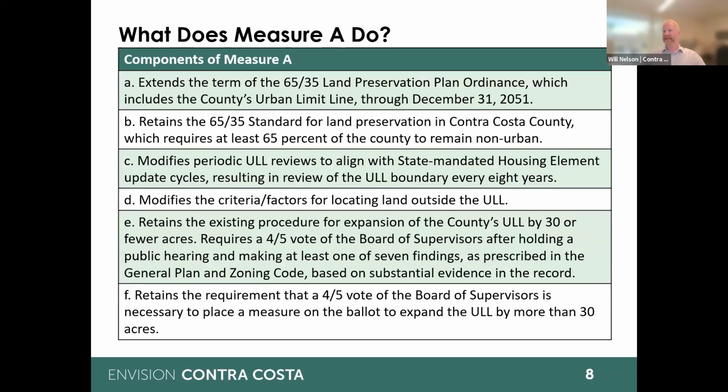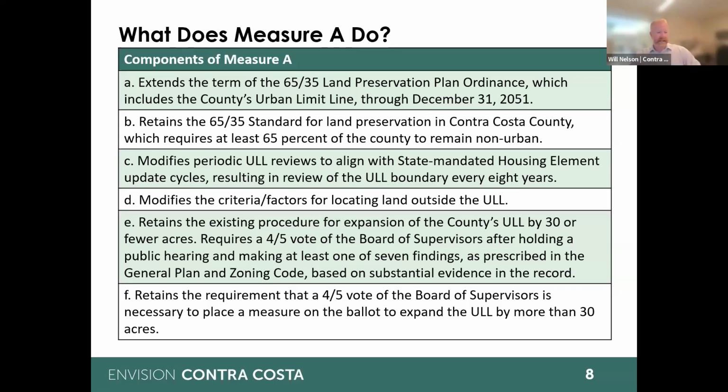So these next 3 slides are kind of dense, but this is really what Measure A does. It extends the ordinance, the 65-35 Land Preservation Ordinance, which includes the ULL, through the end of 2051, and retains that 65-35 standard. We changed the schedule for reviewing the urban limit line to align with housing element cycles. We changed the factors for determining whether land should be located inside or outside the line. These are things like, is it proximate to other development? Is it in a high fire hazard zone? Is it in a flood zone? Those sorts of things.